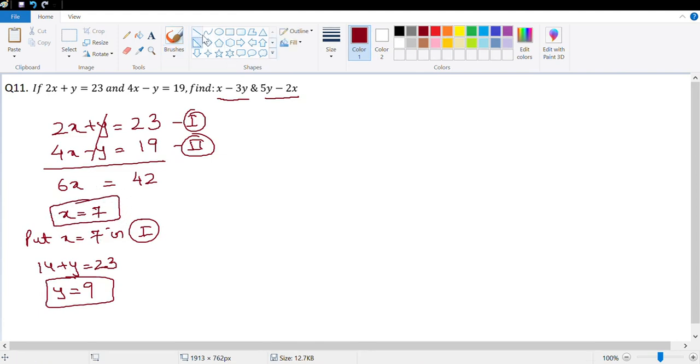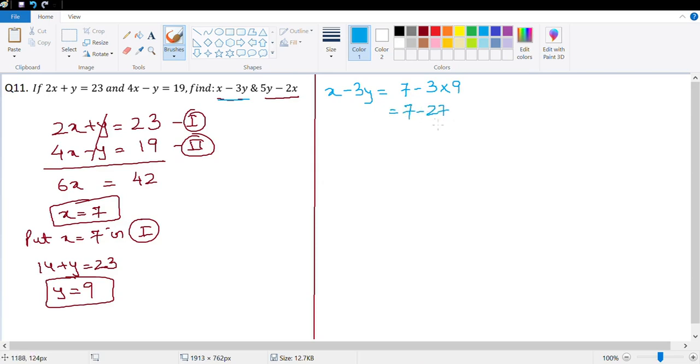Now this is a question which has a tail question to it, which means the question is not just asking you to calculate x and y first, it then wants you to calculate the value of something else. So x minus 3y would be equal to 7 minus 3 into 9, that's 7 minus 27, which is equal to negative 20. So x minus 3y is equal to negative 20.